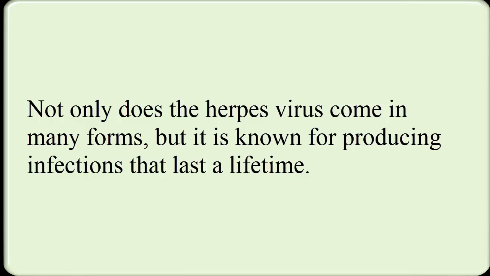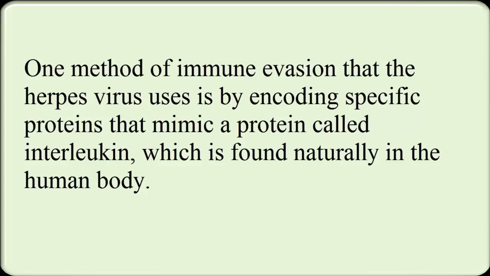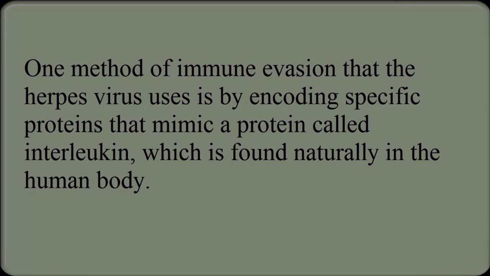Not only does the herpes virus come in many forms, but it is known for producing infections that last a lifetime. The main method through which the herpes virus accomplishes this is called immune evasion. The virus actually avoids detection by the human immune system, enabling it to survive for long periods. One method of immune evasion that the herpes virus uses is by encoding specific proteins that mimic a protein called interleukin, which is found naturally in the human body.